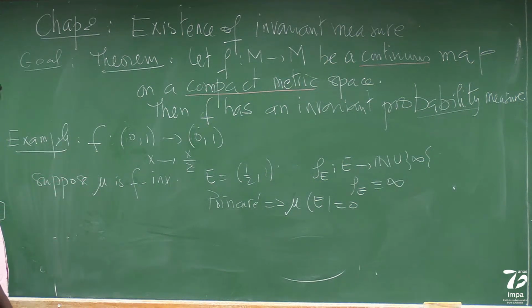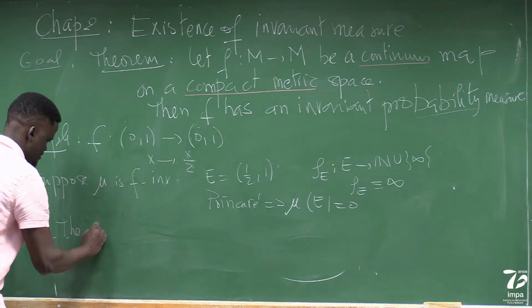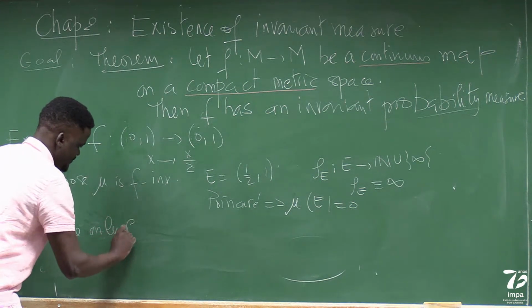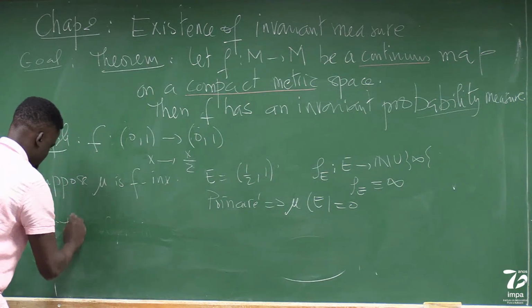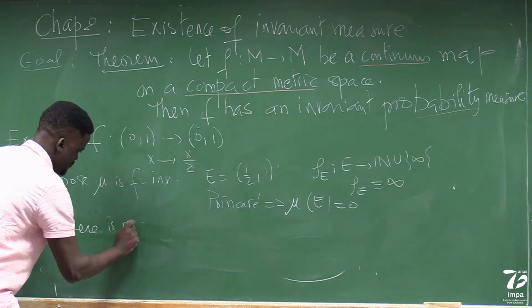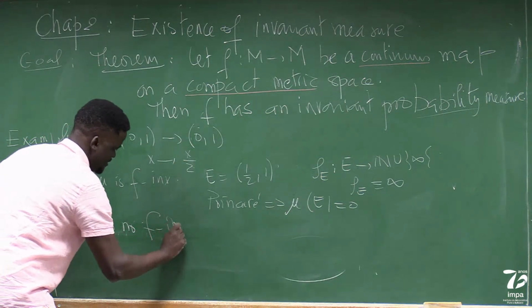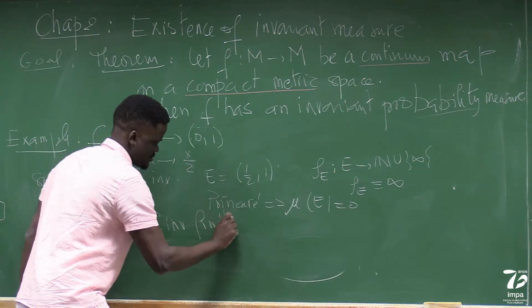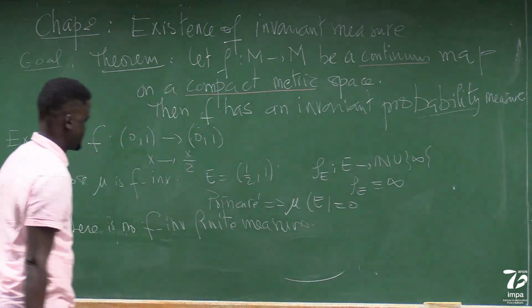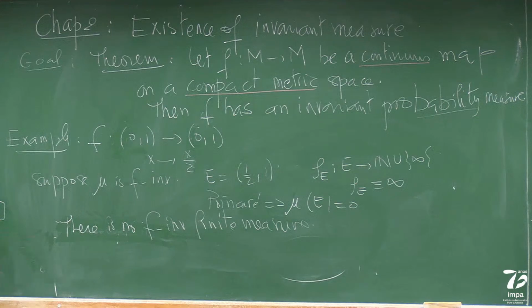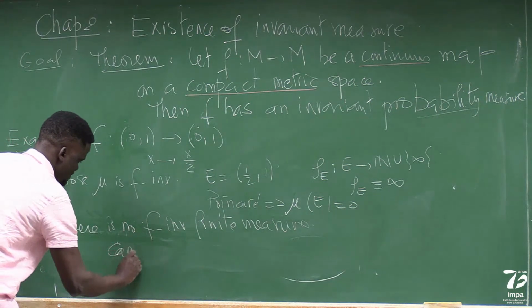So there's no f invariant finite measure. There is no f invariant finite measure. Because we don't have compactness, it fails.